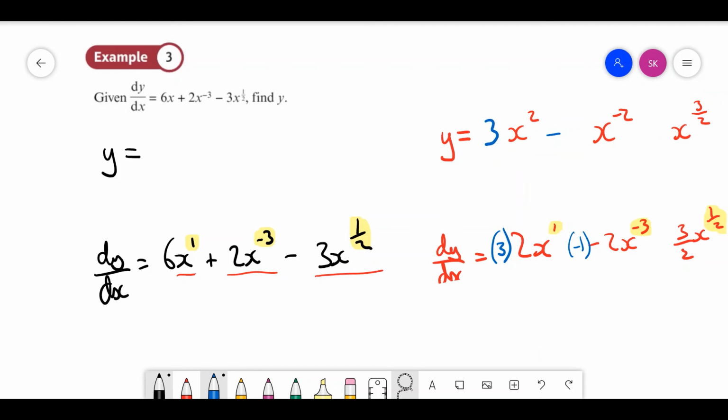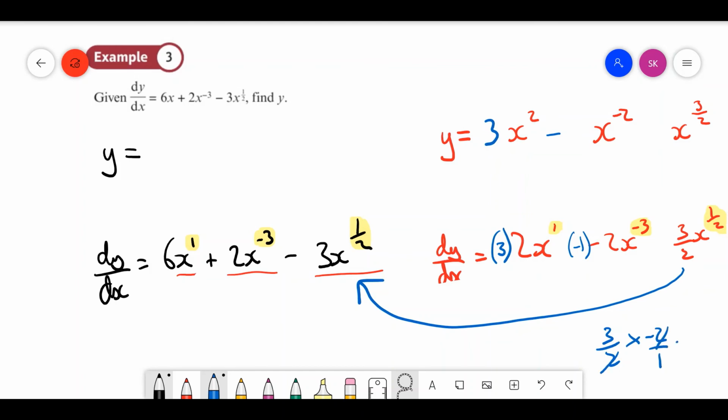And finally, what do I have to times 3 over 2 by to make it into negative 3? I have to times it by negative 2. Let's just write it out just to make sure. 3 over 2 times negative 2 over 1. They cancel and I get negative 3, which is what I was aiming for over here. So I have to times it by negative 2.